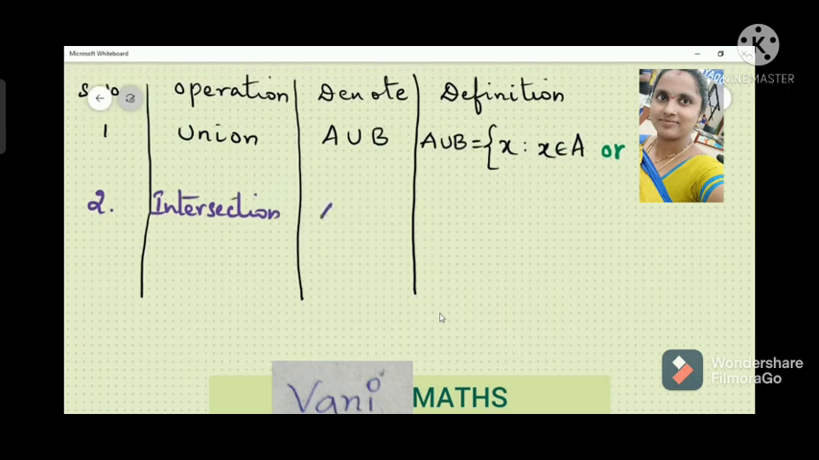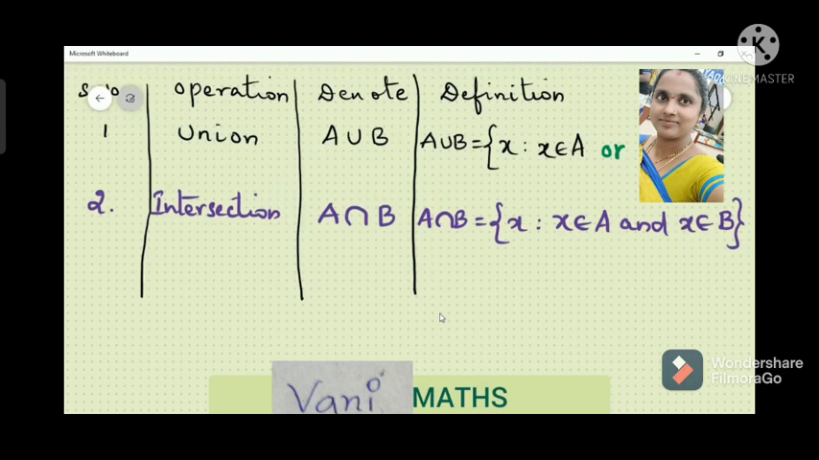How do we denote it? A intersection B. How do we define it? A intersection B is equal to the set of x such that x belongs to A and x belongs to B. So common, we write elements of both A and B. That is the common elements in A intersection B.